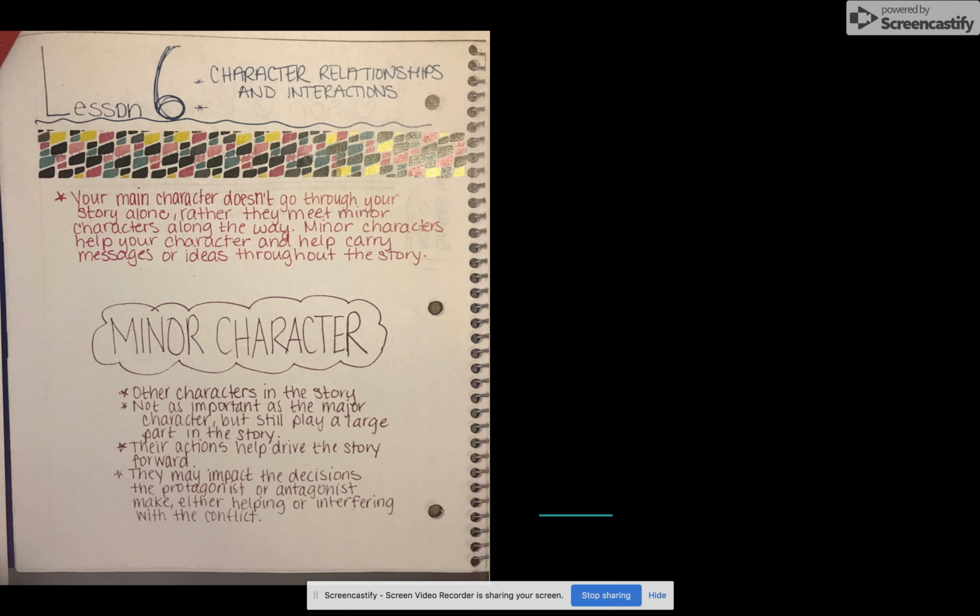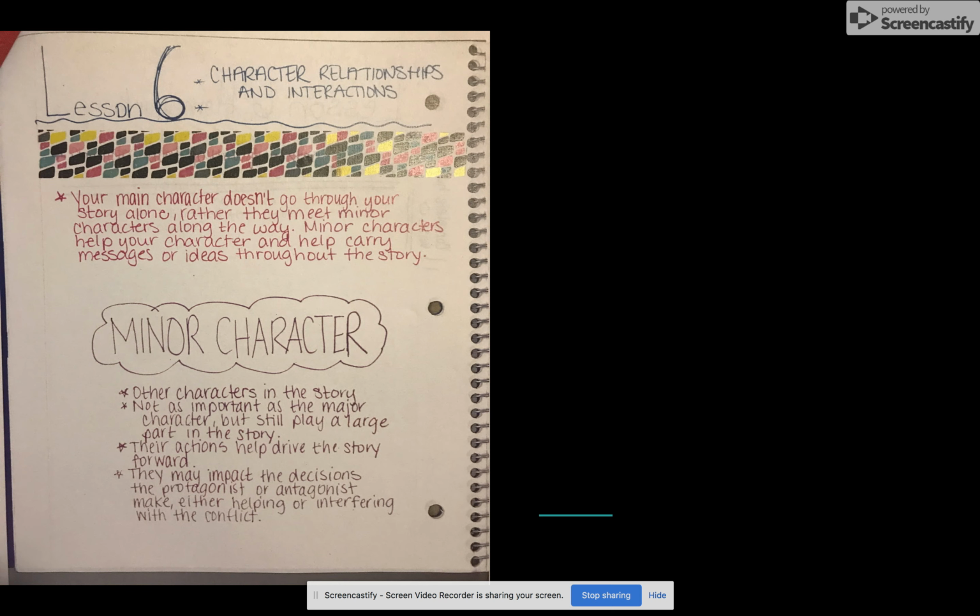So when we start applying this to our story, Night, our story is real, so our minor character is really just a minor person in the story. Ours happens to be Eliezer's dad. As we continue to watch Eliezer and his father go through the Holocaust, his dad plays a really big role in how he chooses to live, how he chooses to survive, and how he chooses to look at situations and deal with the trouble that comes at him.